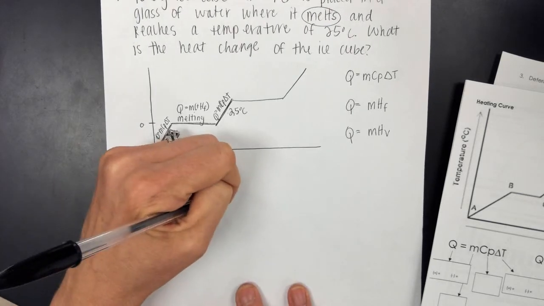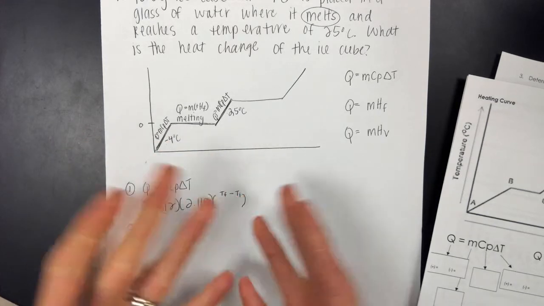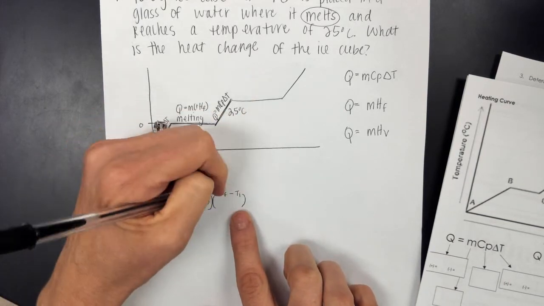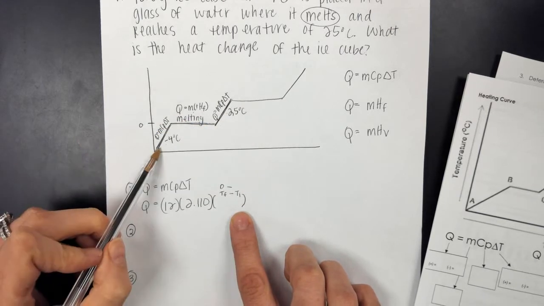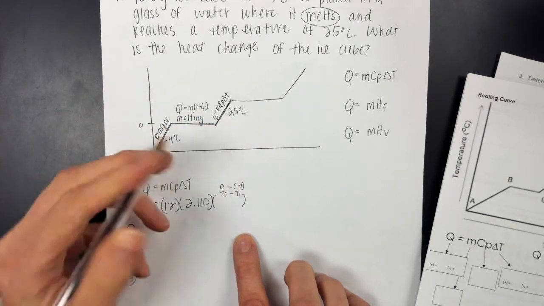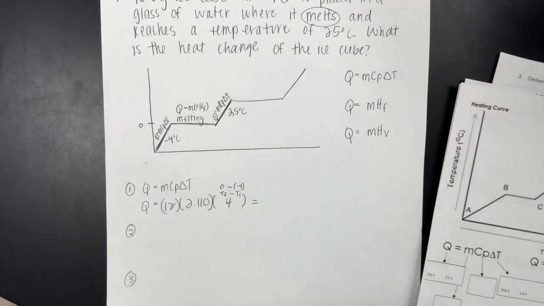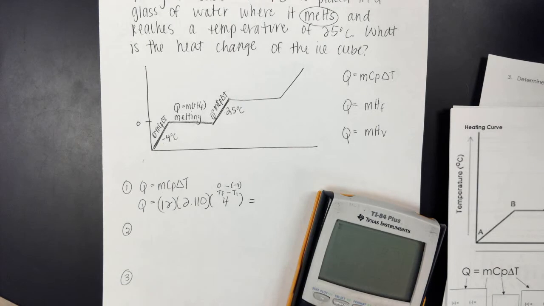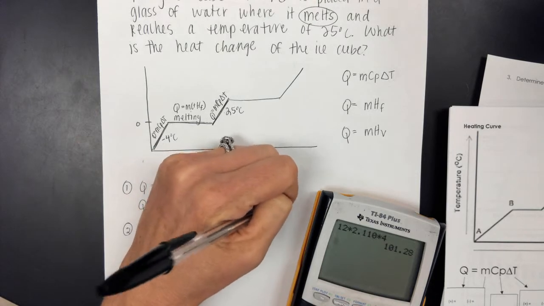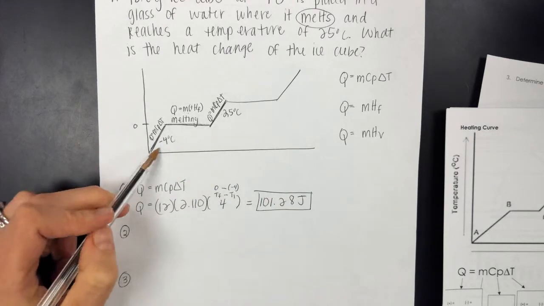And remember, it's very important that you're doing T final minus T initial. Okay, because it's not the absolute value of your change in temperature. The sign does matter. Okay, so my final temperature is 0. My initial temperature was -4. 0 minus -4 gives you a +4. Okay, so then you want to calculate that out and just put a little pin in it. 101.28 joules. Okay, that's of my first increase in temperature.